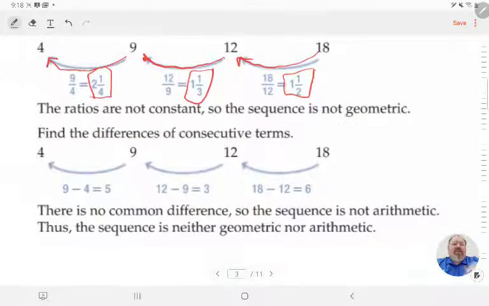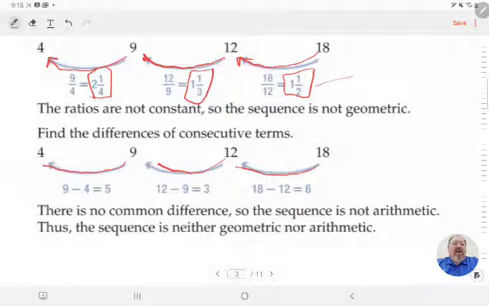So now we have to take the difference between the terms. So we say 9 minus 4 is going to give me 5. 12 minus 9 is 3. And then 18 minus 12 is 6. There is no common difference. Okay? So the sequence is not arithmetic. There has to be a common difference for it to be arithmetic. Thus, the sequence is neither geometric nor arithmetic.